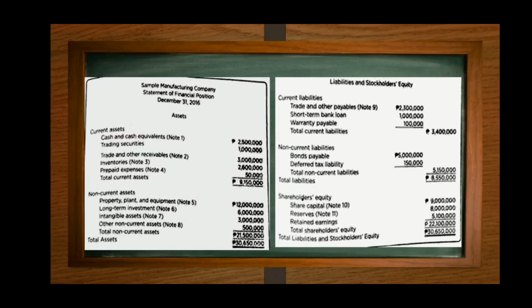So, ayun, minus lang siya. Diba sabi sa equation, equity equals asset minus liabilities. So, ganun lang din yung pattern niya dun sa pinakang equity sa balance sheet.